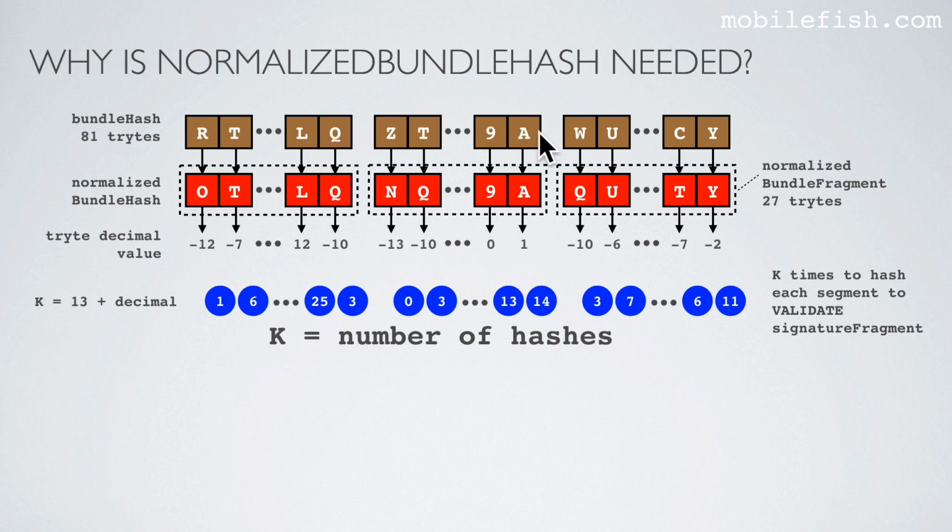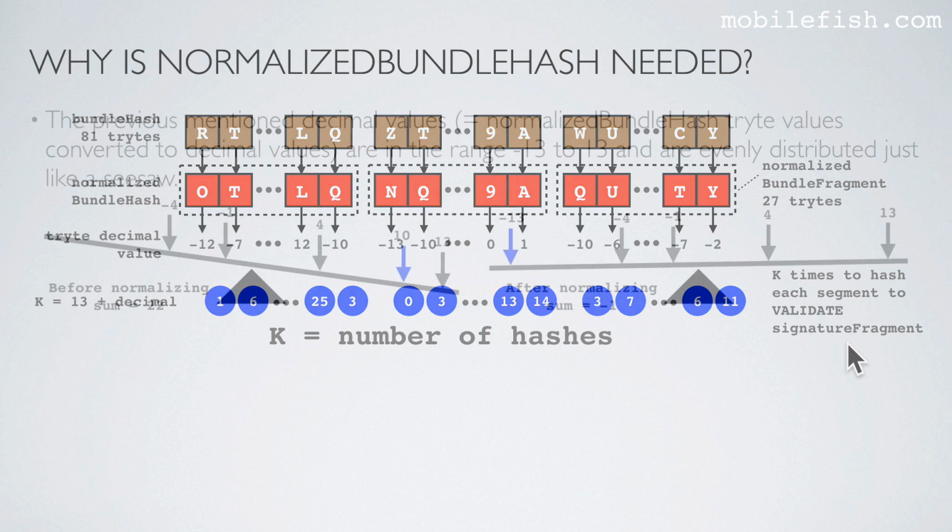This is the bundle hash. This is the normalized bundle hash. Each tryte value is converted to its corresponding decimal value. For each of these decimal values, we apply this calculation, which results in these values. These values represent the number of hashes needed to hash each segment to validate the signature fragment.